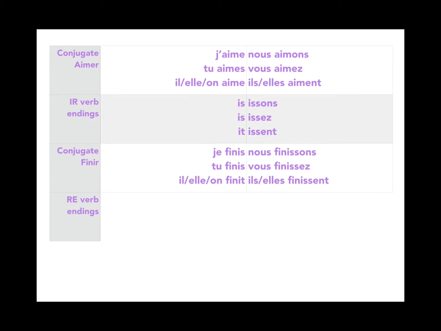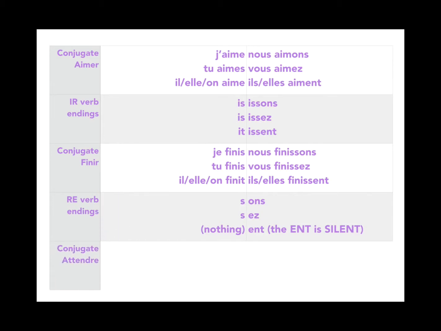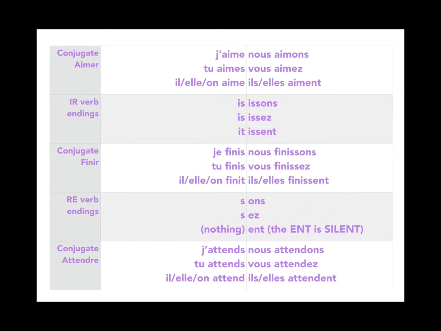Let's do our RE verb endings. S, nothing. T, nothing. ONS, easy. ENT, again, the ENT is silent, okay? And here's a regular RE verb, attendre. J'attends, tu attends, il, elle, on attend, nous attendons, vous attendez, ils, elles attendent.